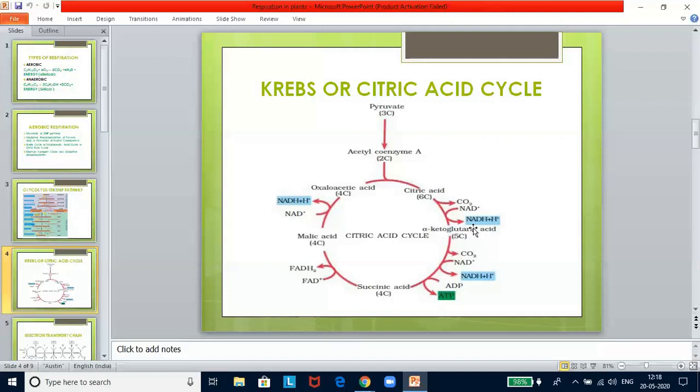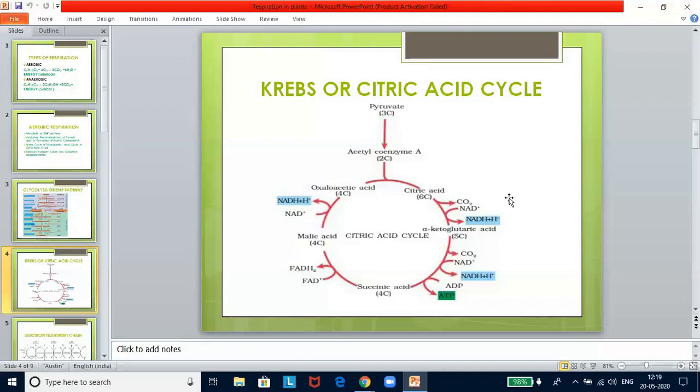During this reaction, 1 NADH2 is formed. Alpha-ketoglutaric acid is oxidatively decarboxylated to form succinyl coenzyme A. This reaction is catalyzed by alpha-ketoglutaric dehydrogenase. The energy released in this reaction is conserved in NADH2. The succinyl coenzyme A is hydrolyzed to succinic acid in the presence of succinyl CoA synthetase. In this reaction, ADP is phosphorylated to ATP, and this is called substrate level phosphorylation.